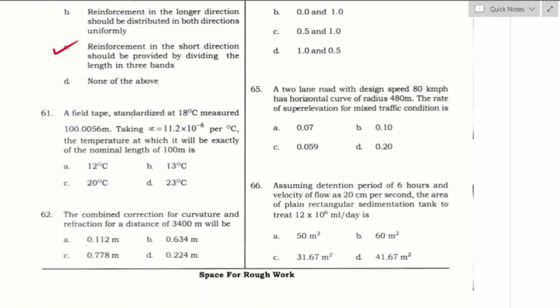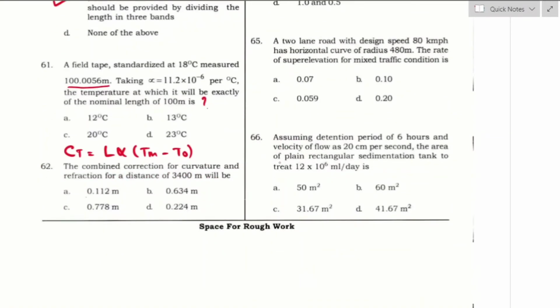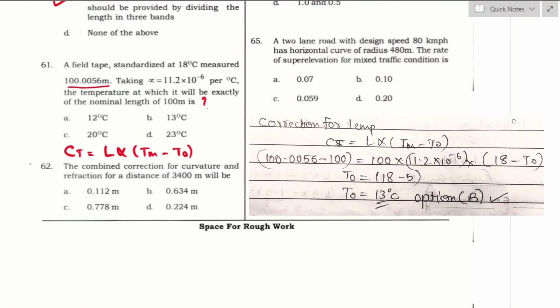Question number 61. A field tape standardized at 18 degrees Celsius measured 100.0056 meter, taking alpha as 11.2 into 10 to the power of minus 6 per degree Celsius. The temperature at which it can be exactly of the nominal length of 100 meter is. The correction for temperature is calculated by the formula Ct is equal to L alpha Tm minus T0, the difference of temperature. Substituting these values, the calculation is as follows. So we get the temperature at which it can be exactly nominal length of 100 meter is 13 degrees Celsius. Option B is the right answer.